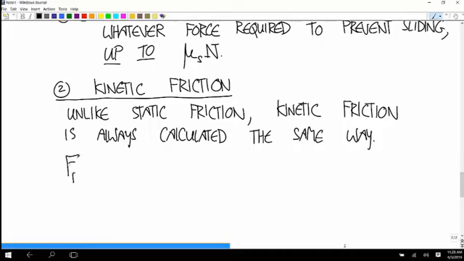So the force of kinetic friction is equal to the coefficient of kinetic friction. Notice that it has a different subscript, but it's still that Greek letter mu. It's still a coefficient of friction, times the normal force. That's the magnitude. And then the direction.